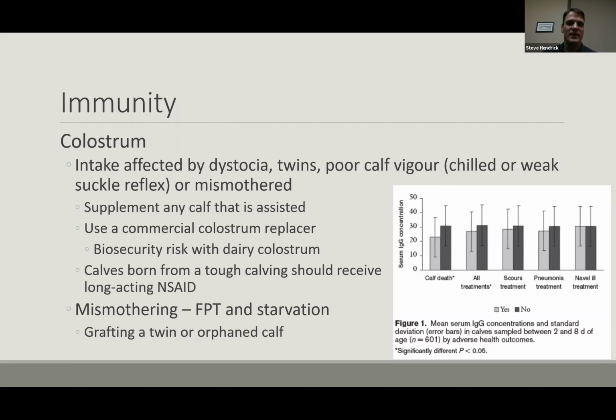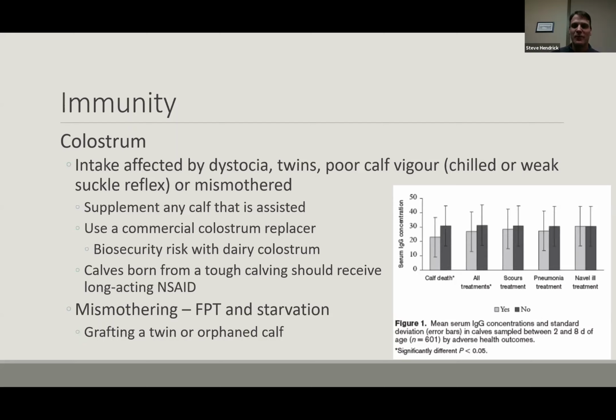My preference for these commercial replacers is because that way we know the biosecurity risk, as compared to trying to get some colostrum from a dairy next door. I hate to say it, you just don't know what other diseases they may be carrying. So Johne's would be a good example, or BVD, etc. Not that those are always highly rampant. I'm not trying to run down your neighbors, but just be aware of the biosecurity that goes along with that.